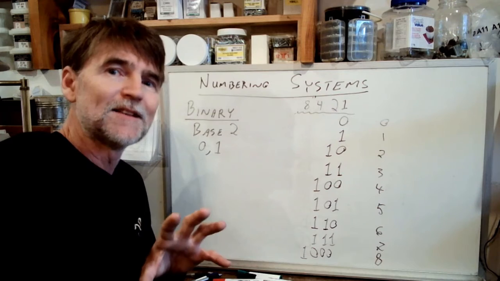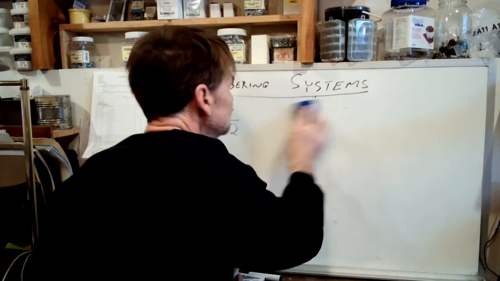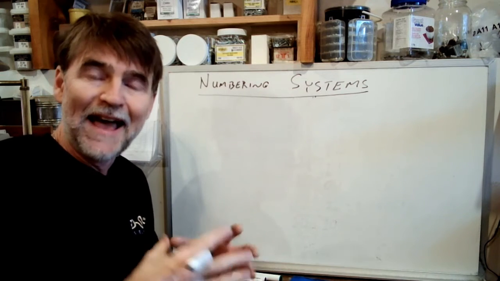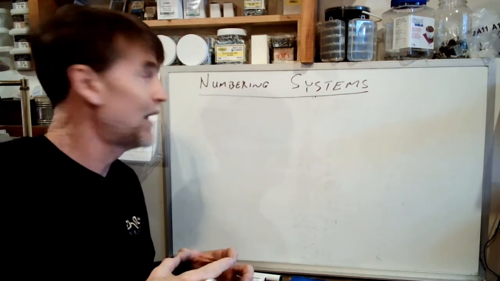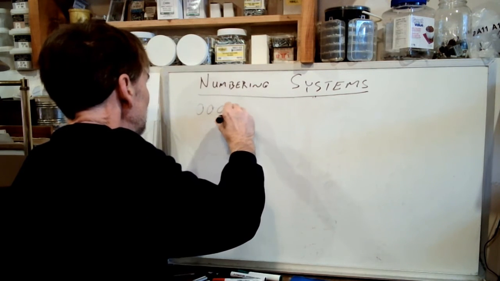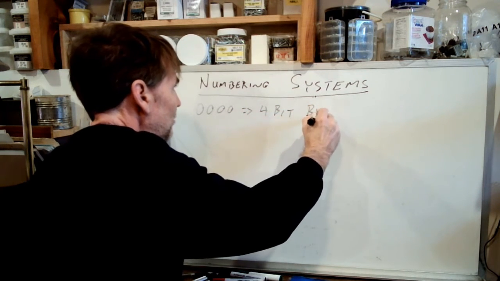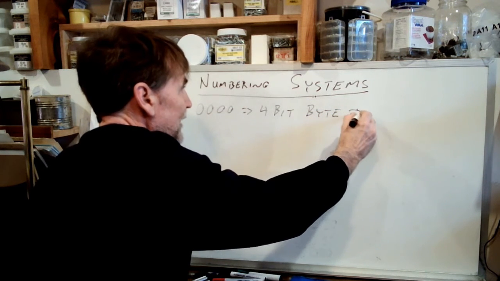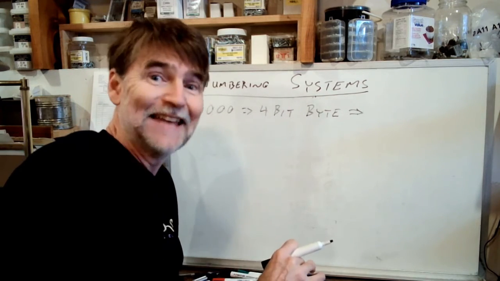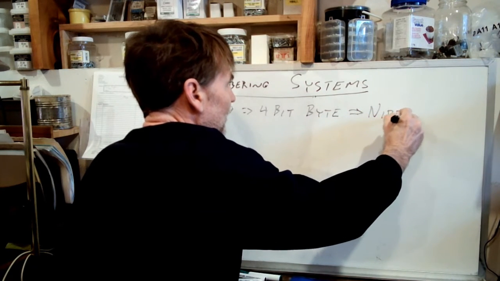That leads us into the final thing that I want to talk about. The binary system and the hexadecimal system line up perfectly. We call it a 4-bit byte. 0, 0, 0, 0 equals a 4-bit byte, which, and apparently it was Apple that came up with this terminology, so the pun is entirely intended. A 4-bit byte equals a nibble.